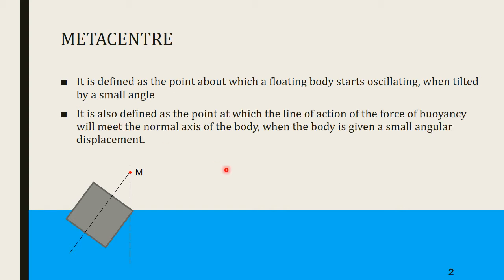Now we can also locate metacentre graphically. Metacentre is defined as the point at which the line of action of the force of buoyancy will meet the normal axis of the body when the body is given a small angular displacement. So I'll show you how that is done. This is the floating body. This is the center of gravity, and this is the center of buoyancy. Weight W is acting through the center of gravity, and buoyant force Fb is acting through the center of buoyancy.